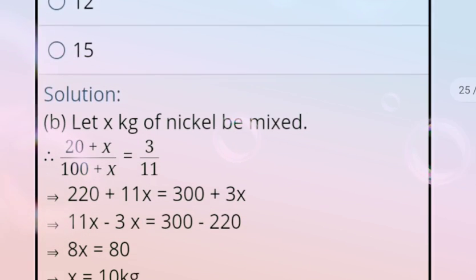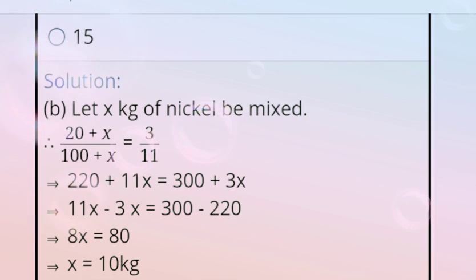Now come to the solution here. It is a very interesting question. On the basis of the solution, let x kg of nickel be mixed. Therefore, we say that 20 plus x upon 100 plus x is equal to 3:11, based on the given ratios. So after solving we get x equal to 10 kg. Now come to the next question.